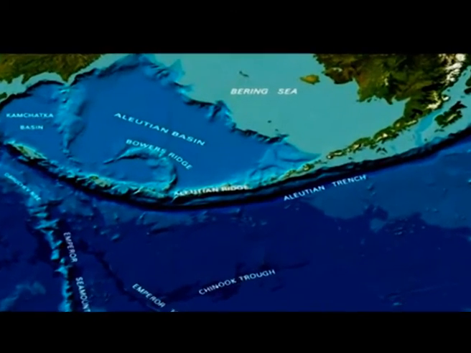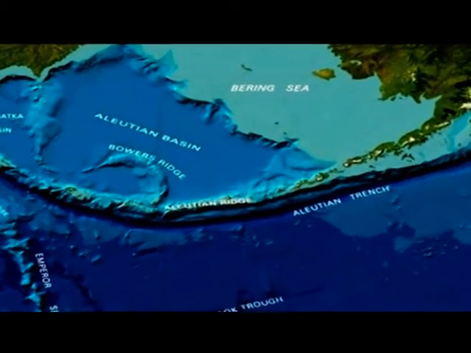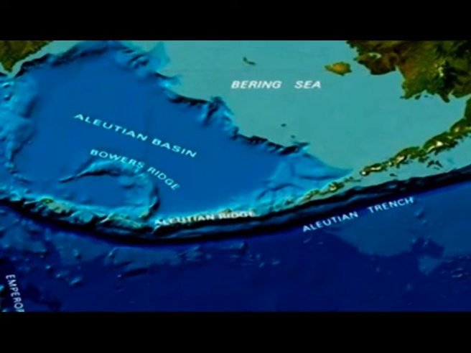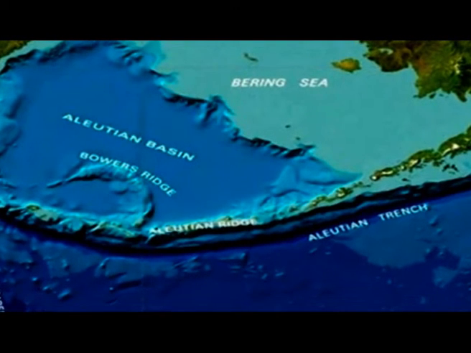Pribilof is a long submarine canyon. It exists in the Bering Sea. It is located southeast of the Pribilof Islands near Alaska.